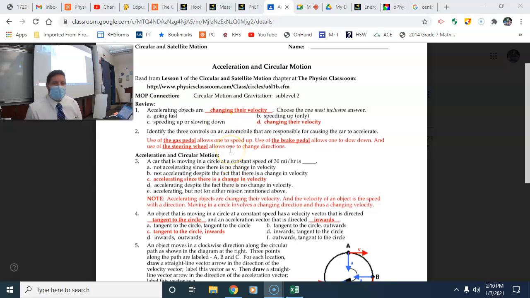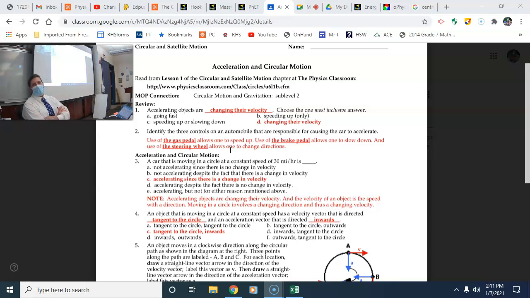So number one, accelerating objects are, the answer to that, D, changing their velocity. A long time ago, very early in the year, we learned that the definition of acceleration was to change velocity. And number two, we actually had the same question a long time ago on an old study guide as a regular question. This is just a review one now.